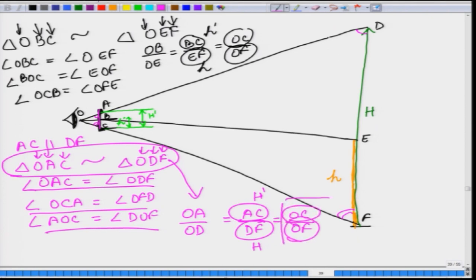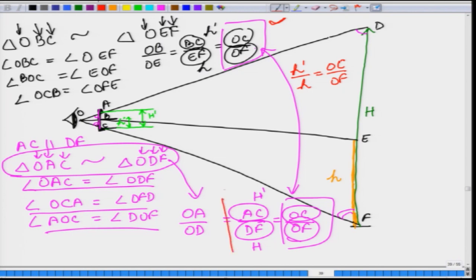Now, this figure of OC by OF, we are seeing it in both the places. So, from this equation, you get that H prime by H is equal to OC by OF, and this OC by OF is also equal to capital H prime by capital H, which would give you the relation that small h prime by small h is equal to capital H prime by capital H.